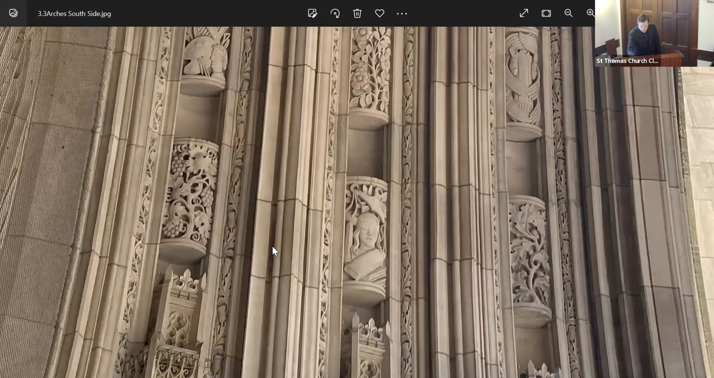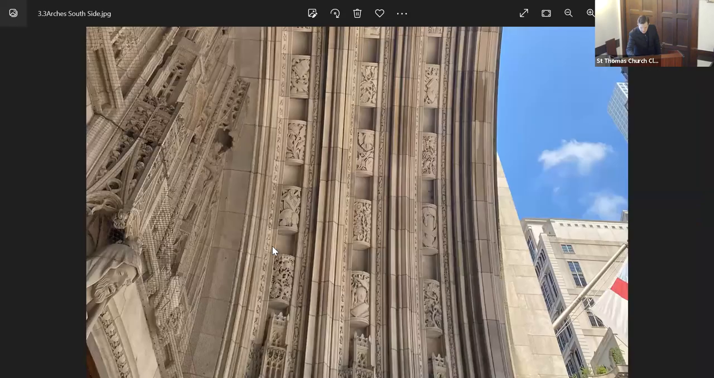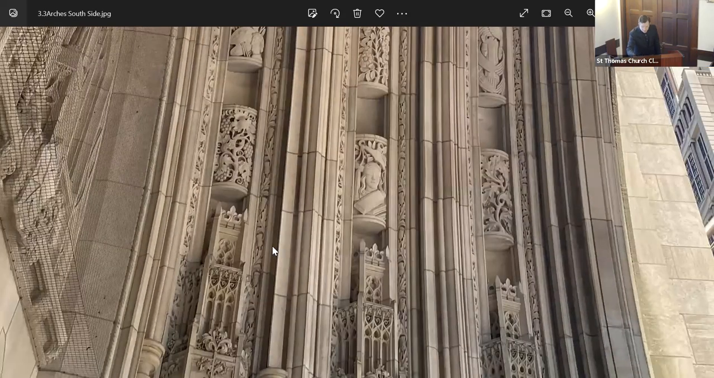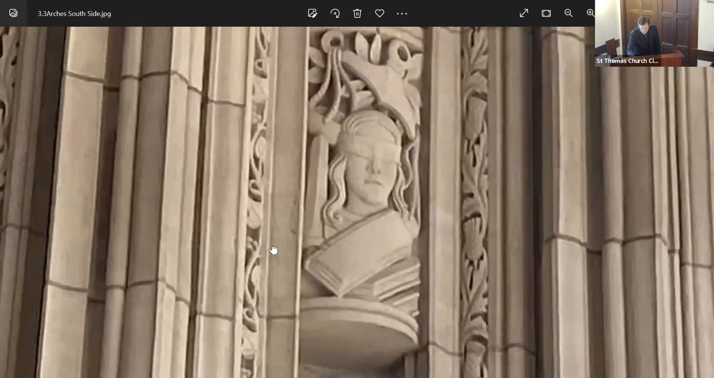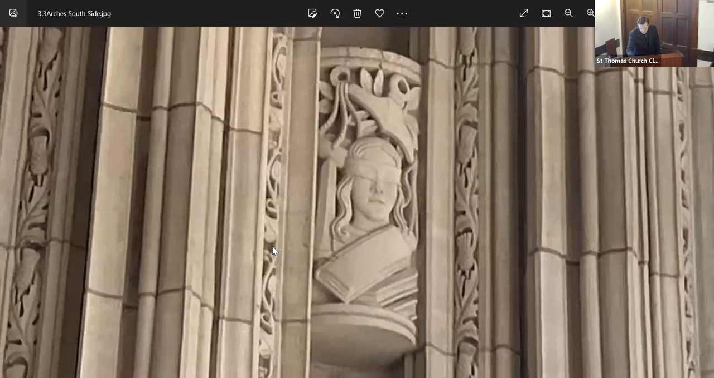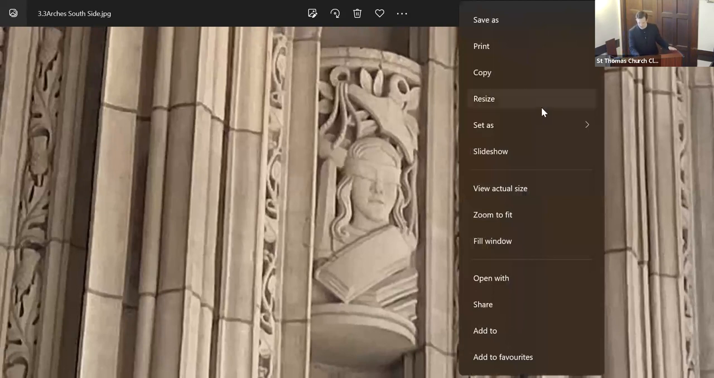All right, let's start on the middle arch. And let me make sure, this is the various branches of learning. Which branch of learning do you think this one is? Justice. Yep, law. The law.